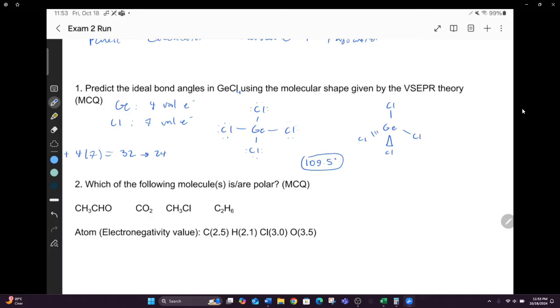I shared in my workshop that there's a table for memorizing the bond angles and the molecular geometries and electron domain geometries. So make sure you know your molecular and electron domain geometries for the exam because those will be very important coming up soon.